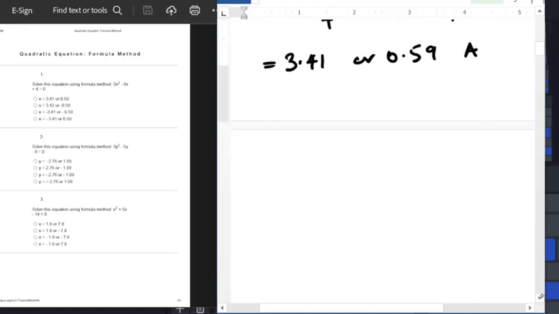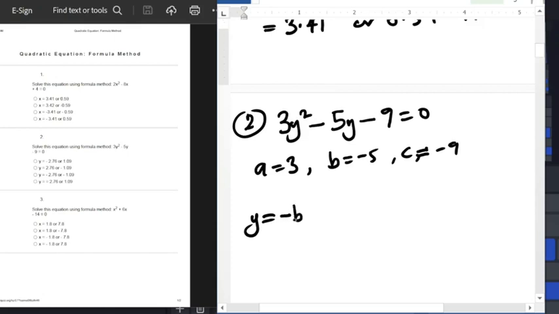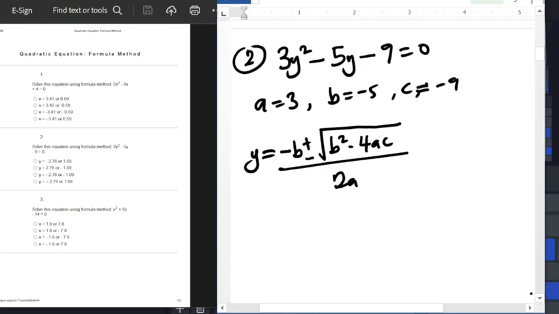On the second question, we have 3y squared minus 5y minus 9 equals 0. So from this, a is 3, b is minus 5, and c is minus 9. So the formula, which is y, because it's what we're looking for here, will be minus b plus or minus square root of b squared minus 4ac, everything divided by 2a. So let's put the values there now.